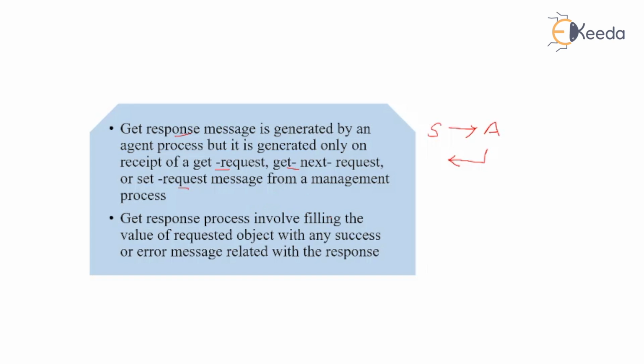The get response process involves filling in the values of the requested object with a success or error message related to the response. So what will the manager do? Manager means sender. Hence I am representing it with the character S, or you can use the character M over here. So the manager or sender will send a request for the value of an object, and in the process of response, the agent will try to fill in that particular value. So the output of the get response is again the scalar quantity of the object value.